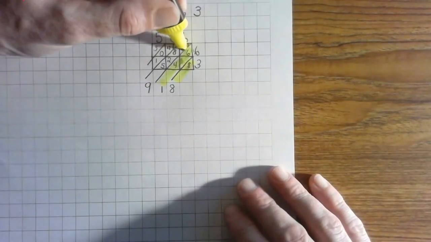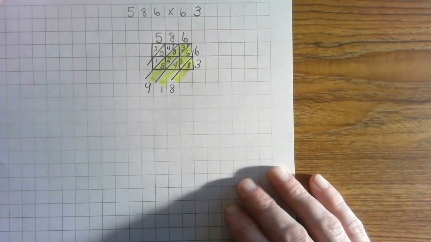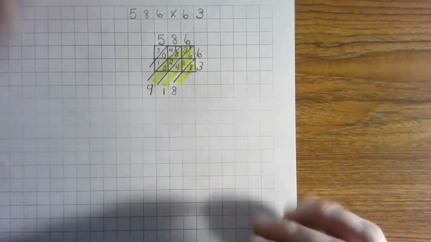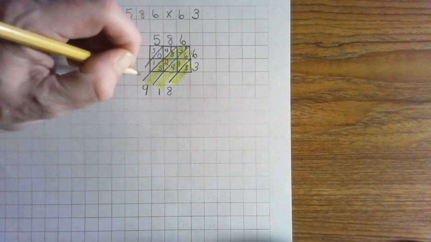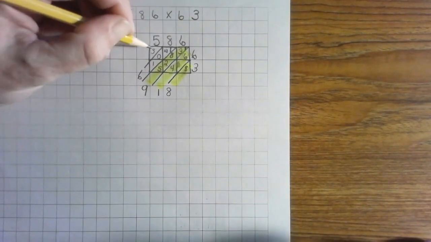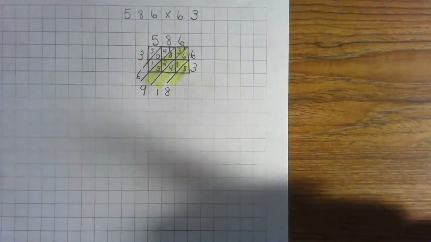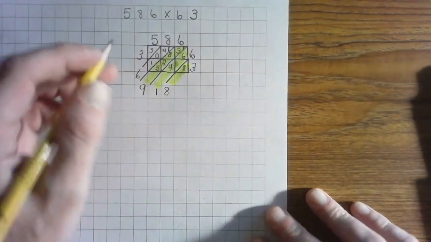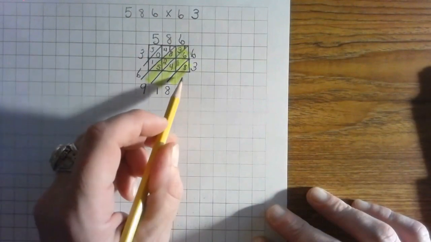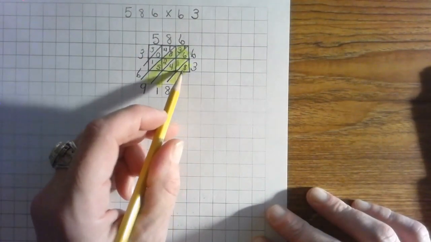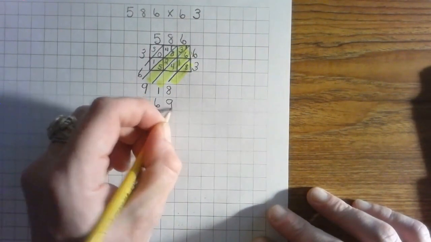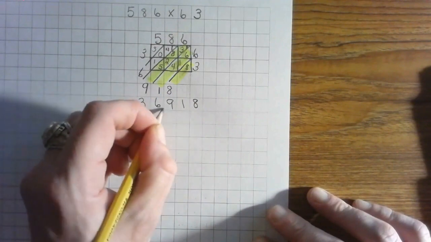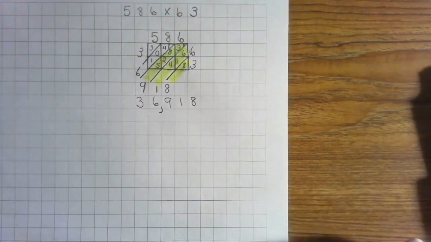And as you can see, I'm just adding straight down these little columns that I have made. 1 plus 4 is 5, plus 0 is 5, plus 1 is 6. 3 has nothing to add to it, it just comes down. And my answer starts from the exact opposite side that I started adding. It's 3, 6, 9, 1, 8. 36,918.